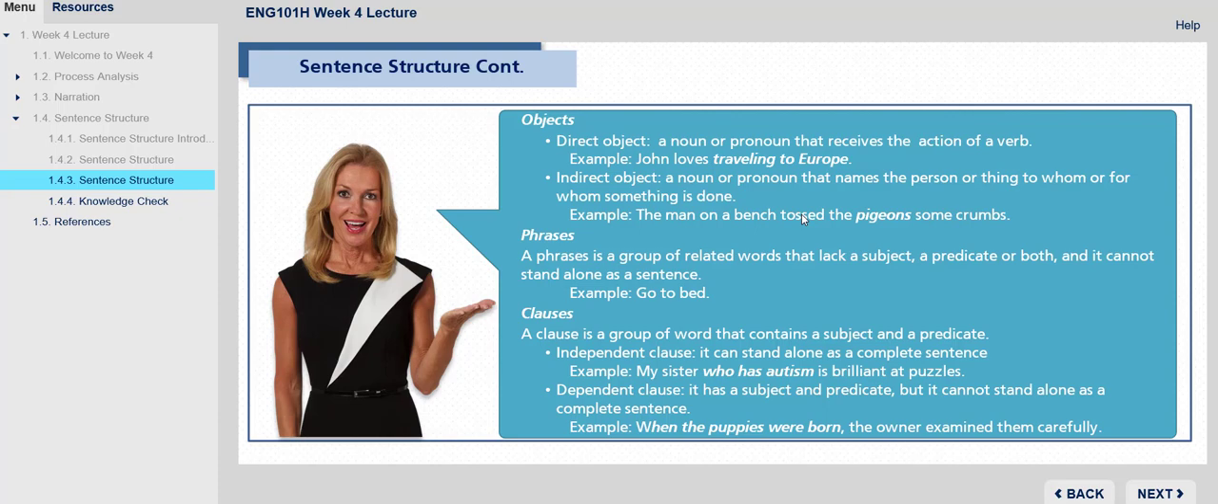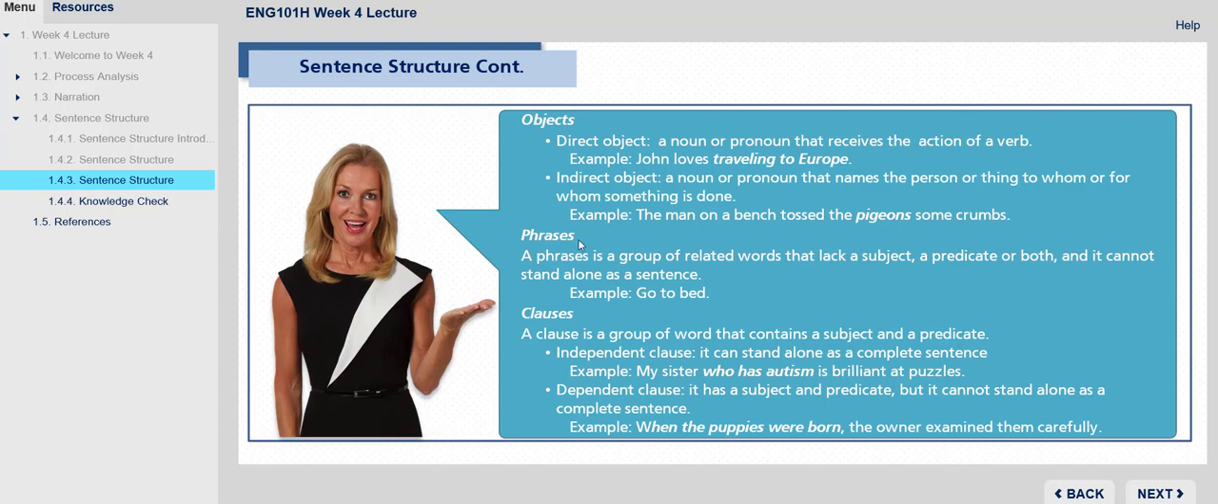Through time, people started to just reduce because people are so lazy when they talk. And this is the natural evolution of the language if you study linguistics. So here, the to the pigeons is understood. So that's why pigeons is an indirect object.